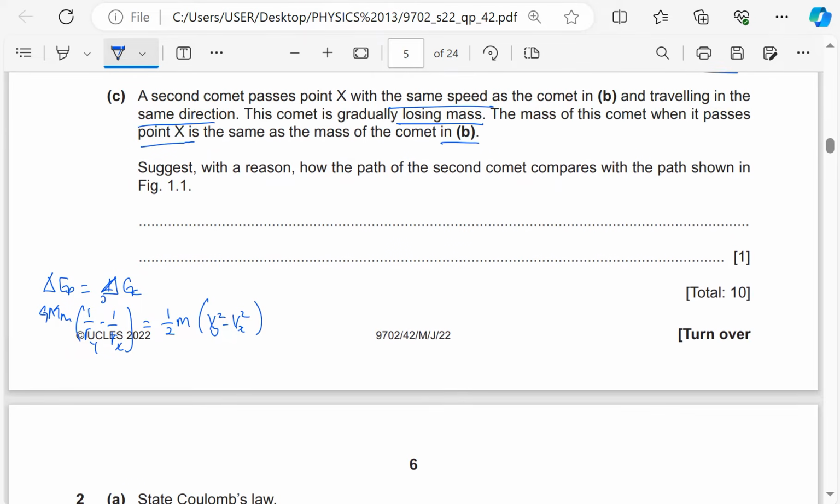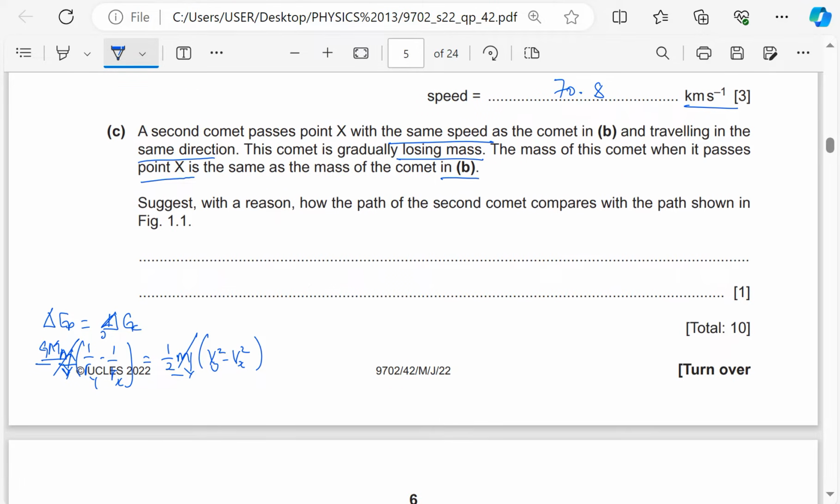So you notice that the mass at x is the same for both. If the mass starts reducing, it reduces the gravitational potential energy and it reduces the kinetic energy. Both expressions have the mass, so it can even be cancelled out. In other words, it ends up not depending on the mass of the comet. So I could simply say, since both potential energy and kinetic energy equations have m, the path is going to remain the same because m can cancel on both sides.